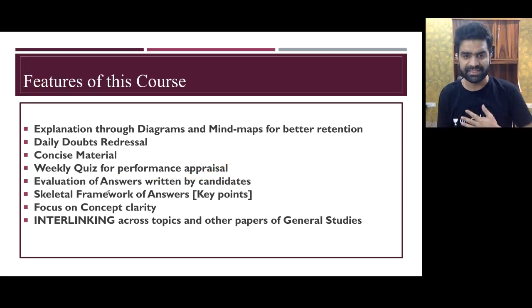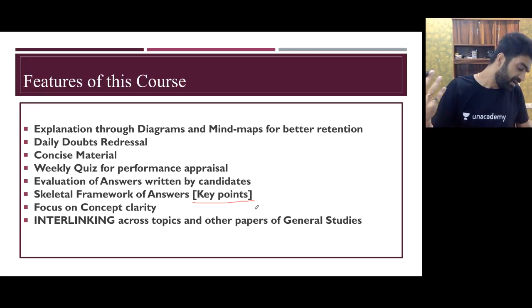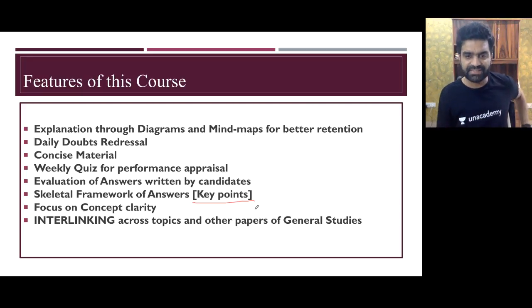Evaluation of answers. I'll be sharing my email ID, studiousjatin@gmail.com. You can send in your answers with the code that I'll be providing, so as to make sure that you are enrolled in this course. So I'll be personally evaluating all your answers. Now, skeletal framework of answers, key points, and number of questions: I'll try to go beyond the number 250, and will provide you the framework of other questions that you can expect in mains 2018 and 19.